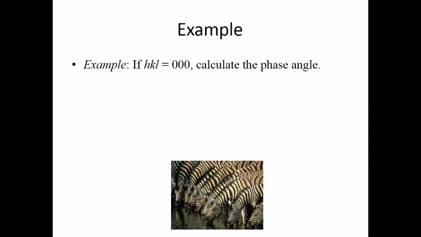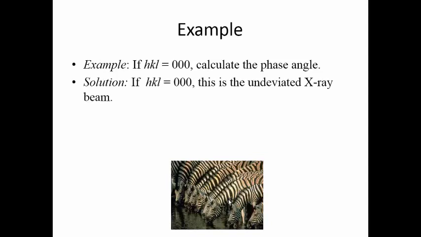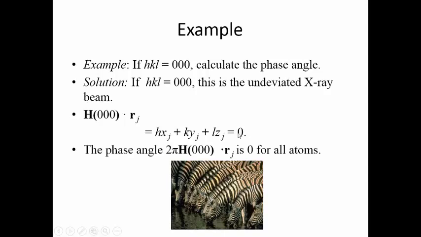That is if we're looking straight ahead at the undeviated beam. So if H, K, and L are all 0, then the whole phase angle is going to be 0. So the phase angle is 0 for all atoms that are scattering along the direction of the beam.